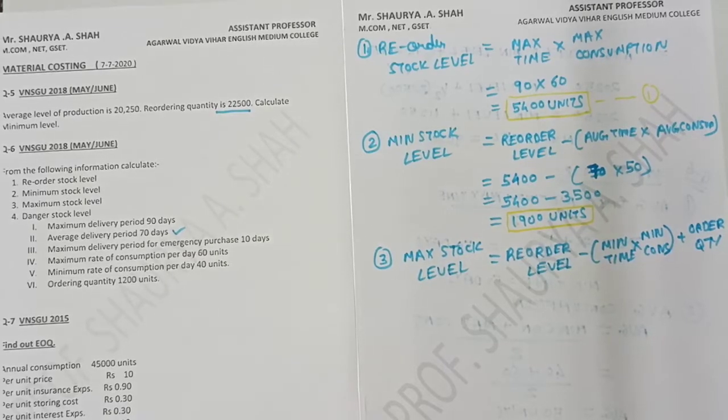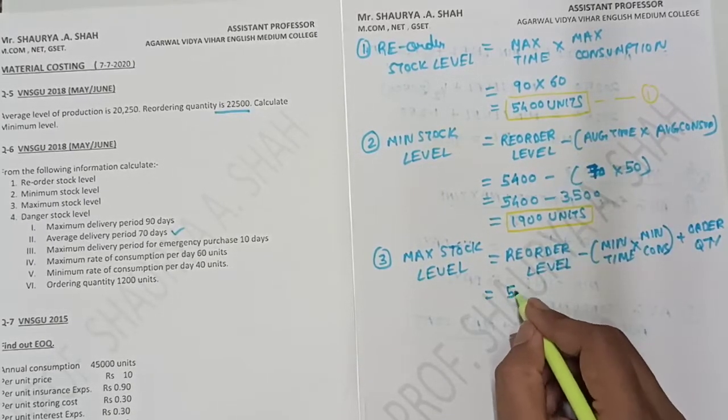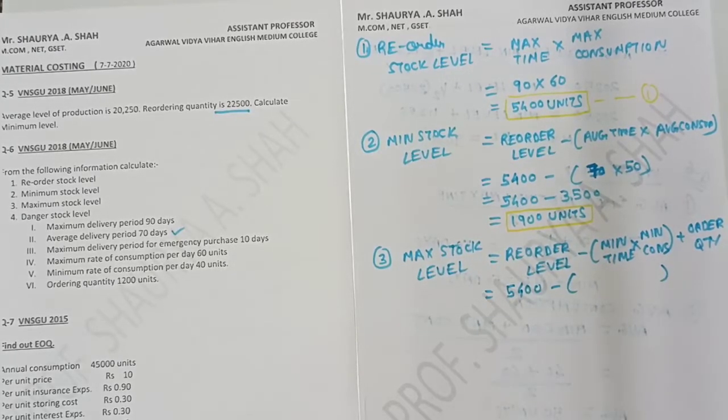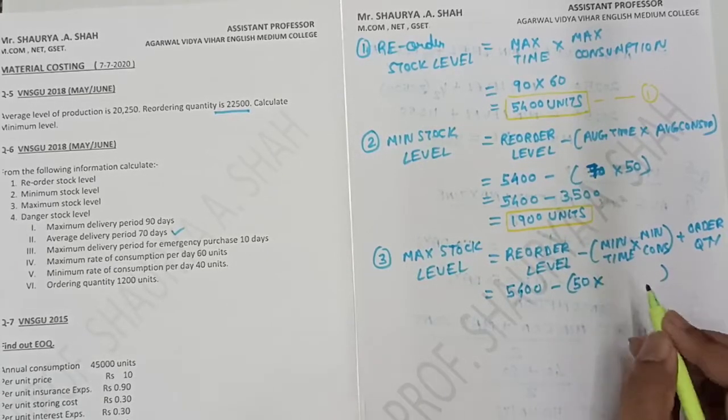So putting all the things in the formula, reordering level, I hope we are having the very first thing. That's why I told you, if it is correct, then all the remaining things will be correct. If it is incorrect, then your remaining formulas will also be incorrect. So 5400 minus minimum time. What is the minimum time, students? Minimum time is the 50 days we found out, right? And the very first thing we started the sum with.